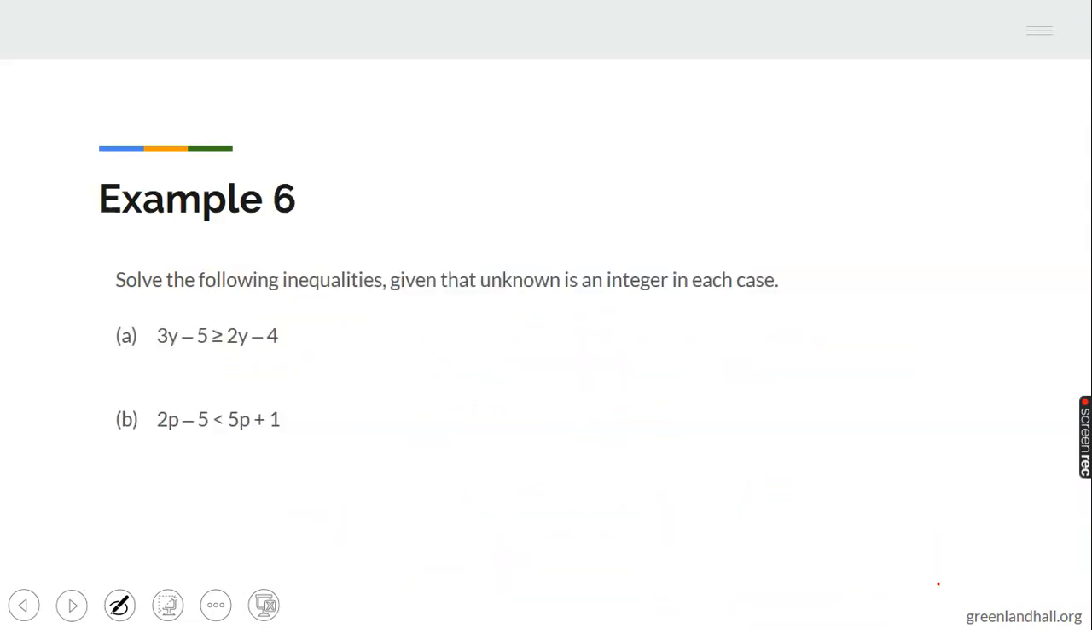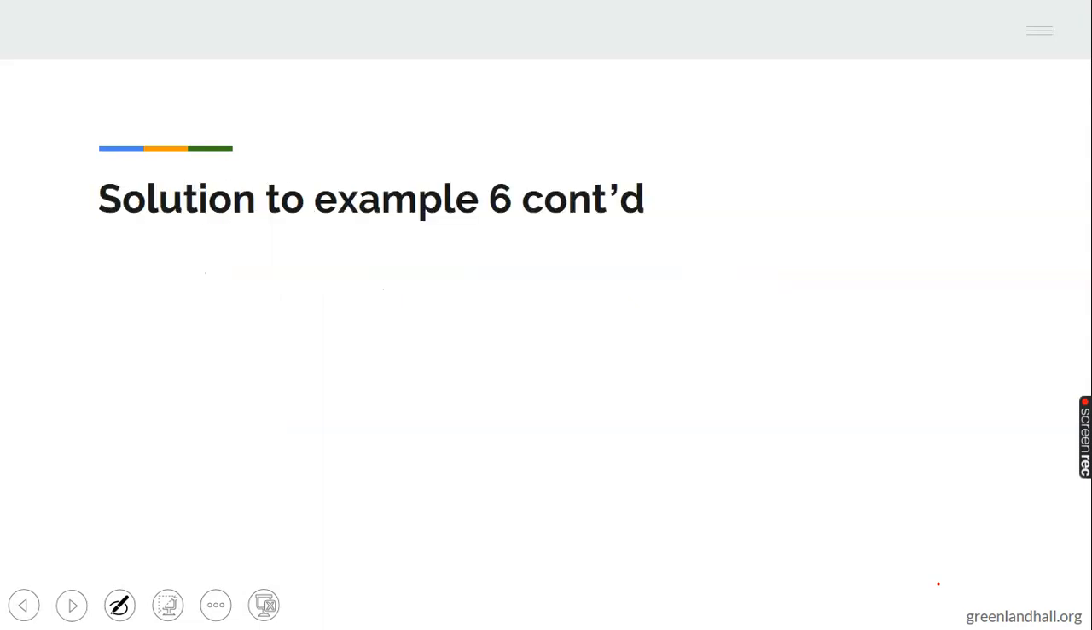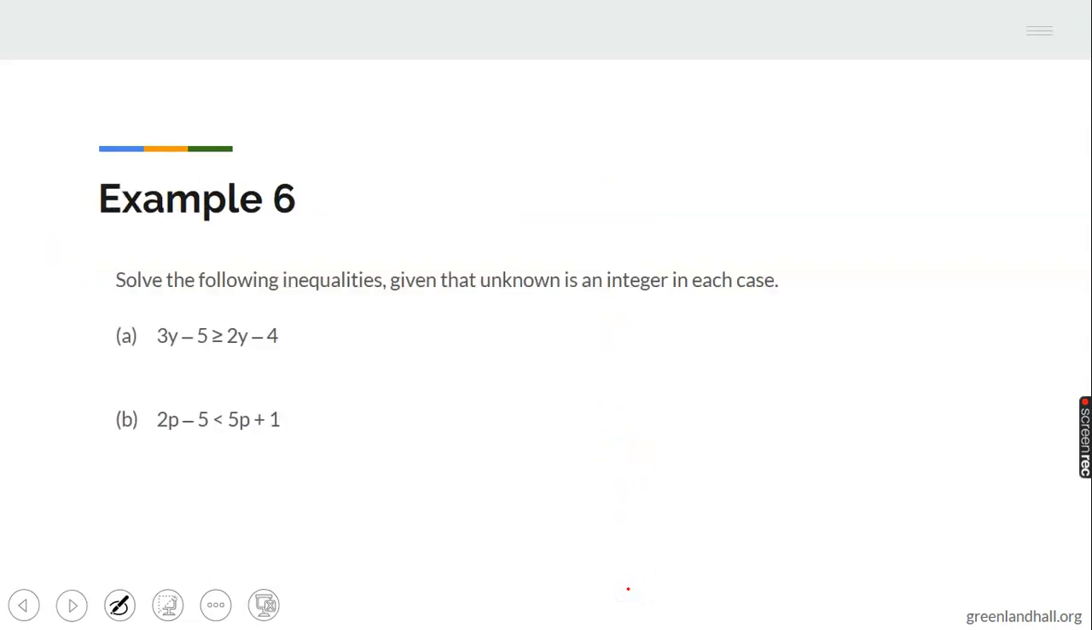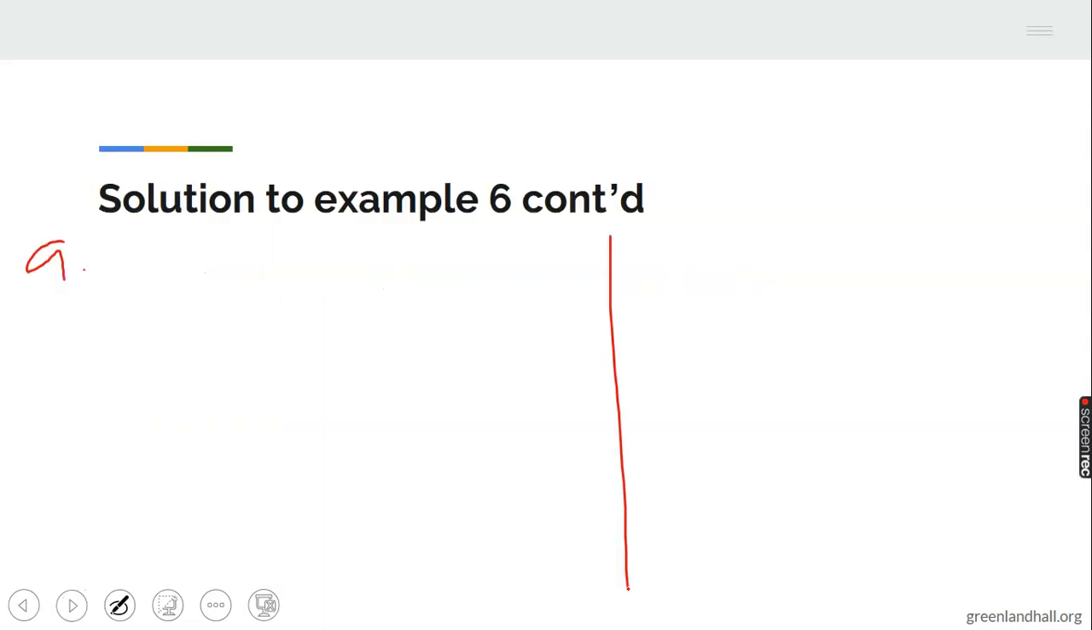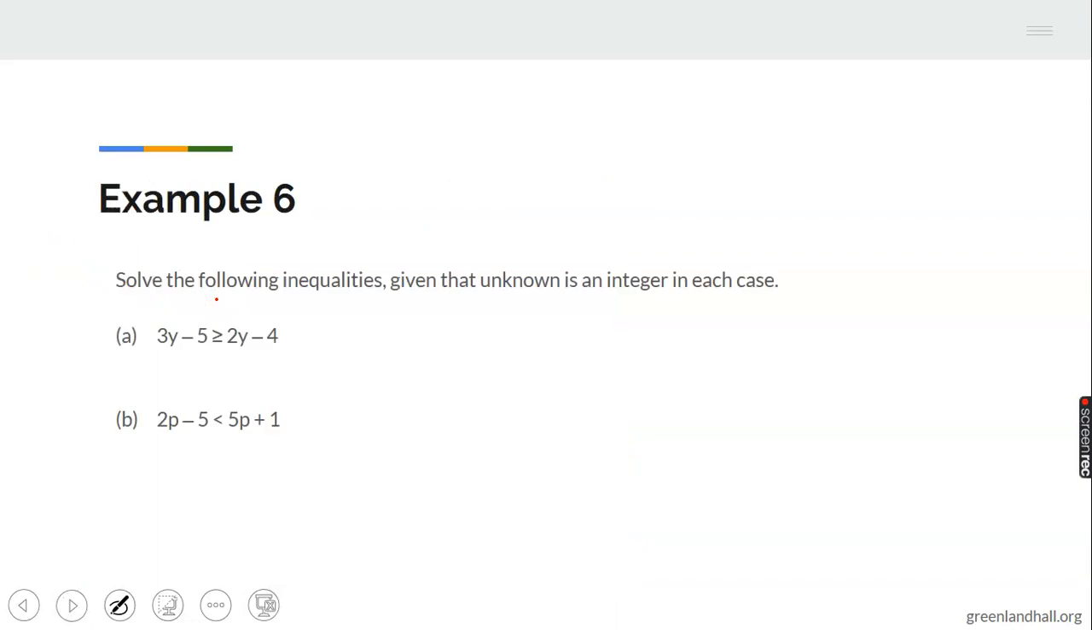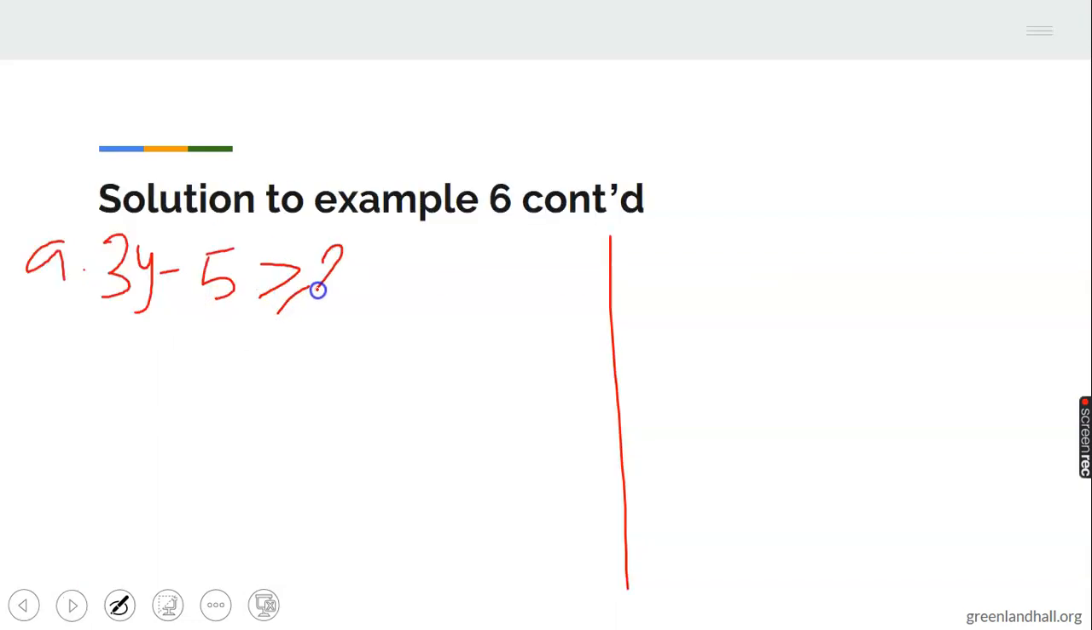Now, let's look at this other example. We have to solve the following inequalities given that the unknown is an integer in each case. Don't mind the grammar. That is, the unknowns y and p, they are integers. Okay. Now, let's start with question A. I need to demarcate this. Okay. We have 3y minus 5 greater than or equal to 2y minus 4.